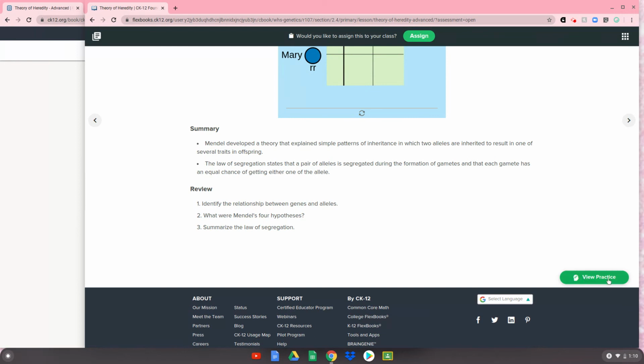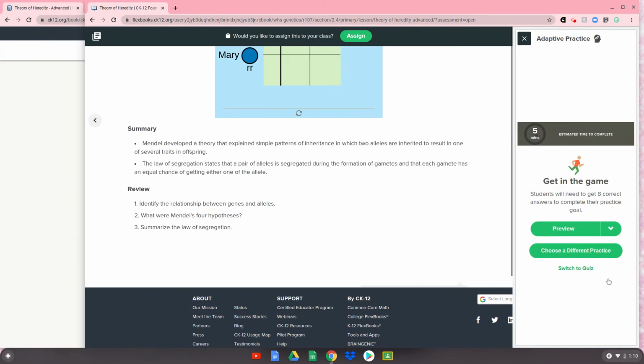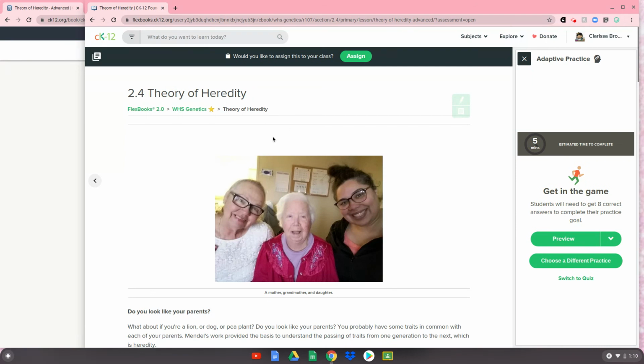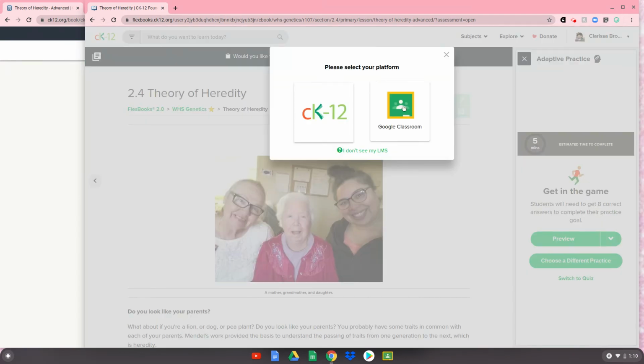You have this icon over here. And so as the teacher, you can preview the questions, you can download it as a worksheet, and you can also customize and change the questions. And now it's adaptive practice, and the questions become harder or easier depending on how well the student is doing. So everyone can have a chance to be successful at whatever stage they're at. Another benefit of this is you can also assign these sections to students through Google Classroom as homework.